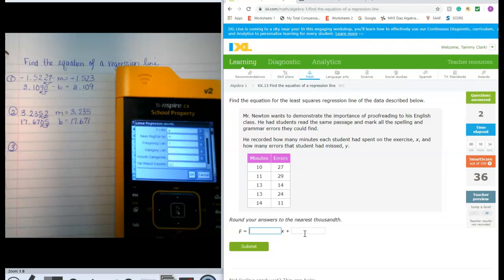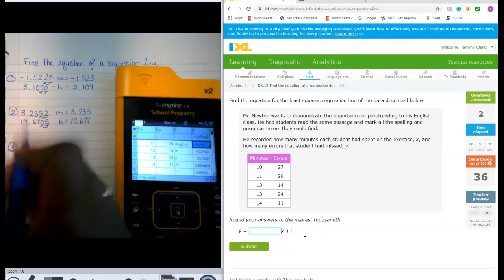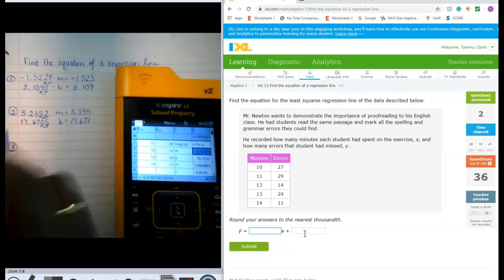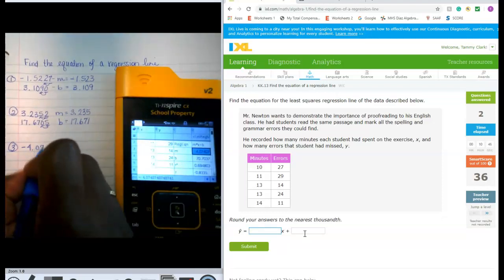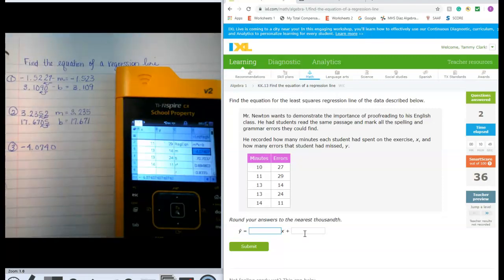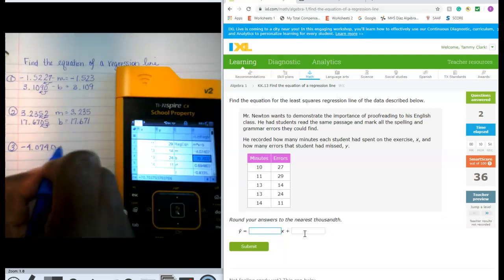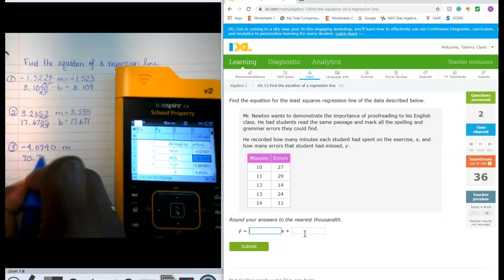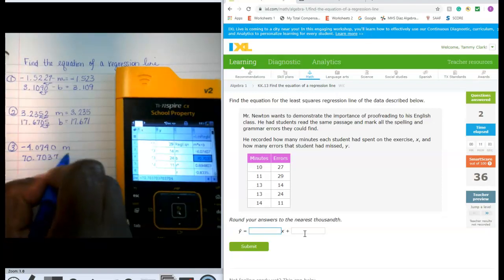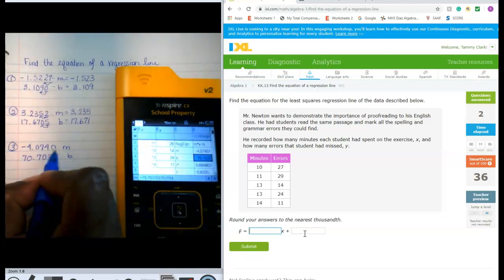We want our first result column to be greater than C. Our slope is negative 4.0740, and our y-intercept is 70.7037. So let's go ahead and look at our 10,000ths place to decide what we're going to do with our thousandths place in the slope, and in the y-intercept.